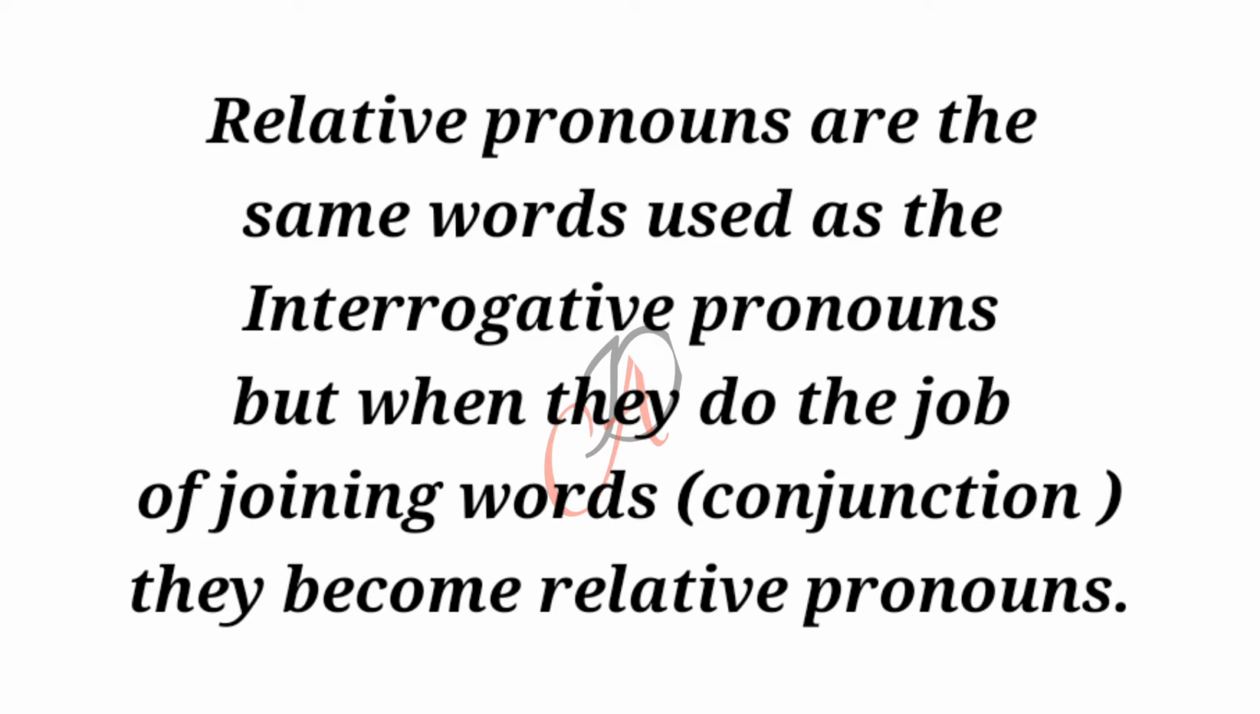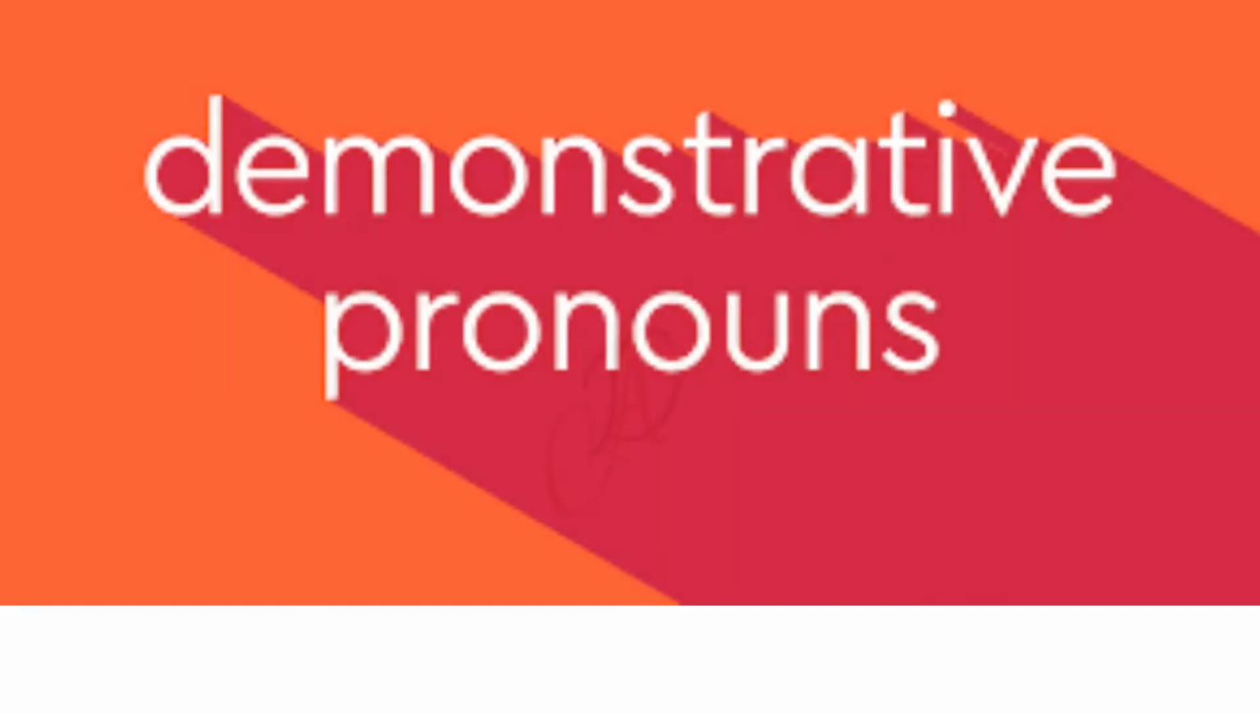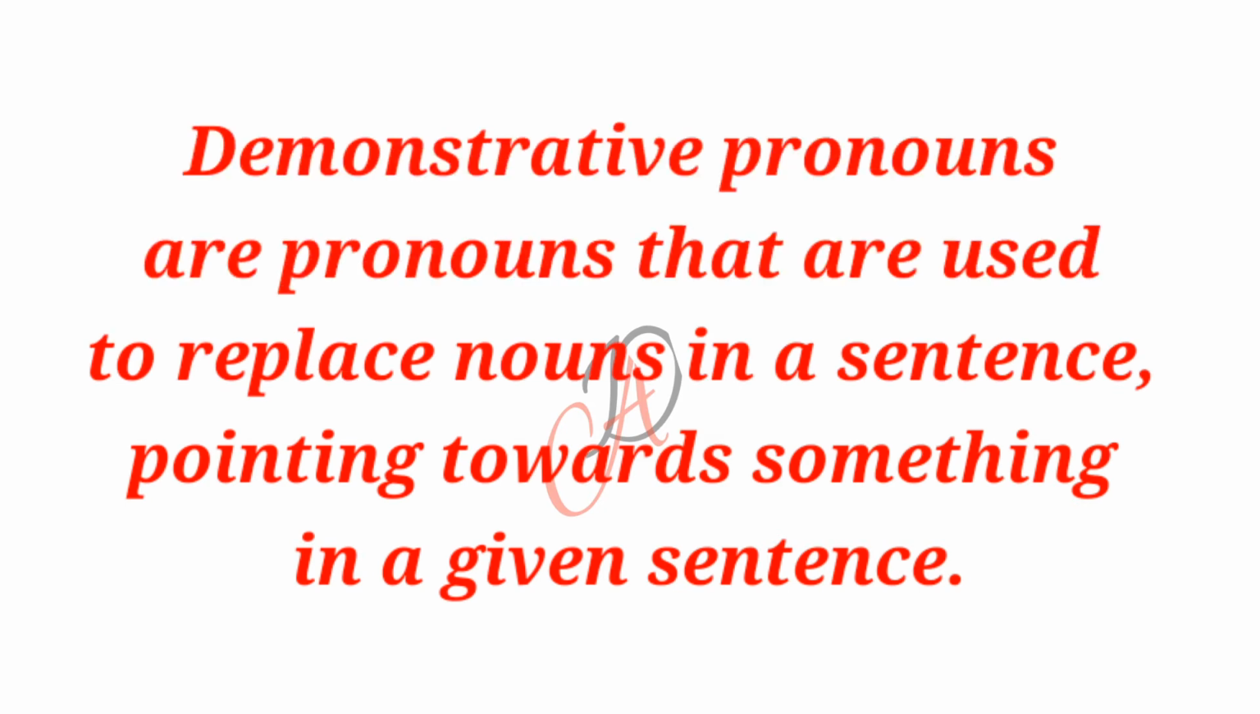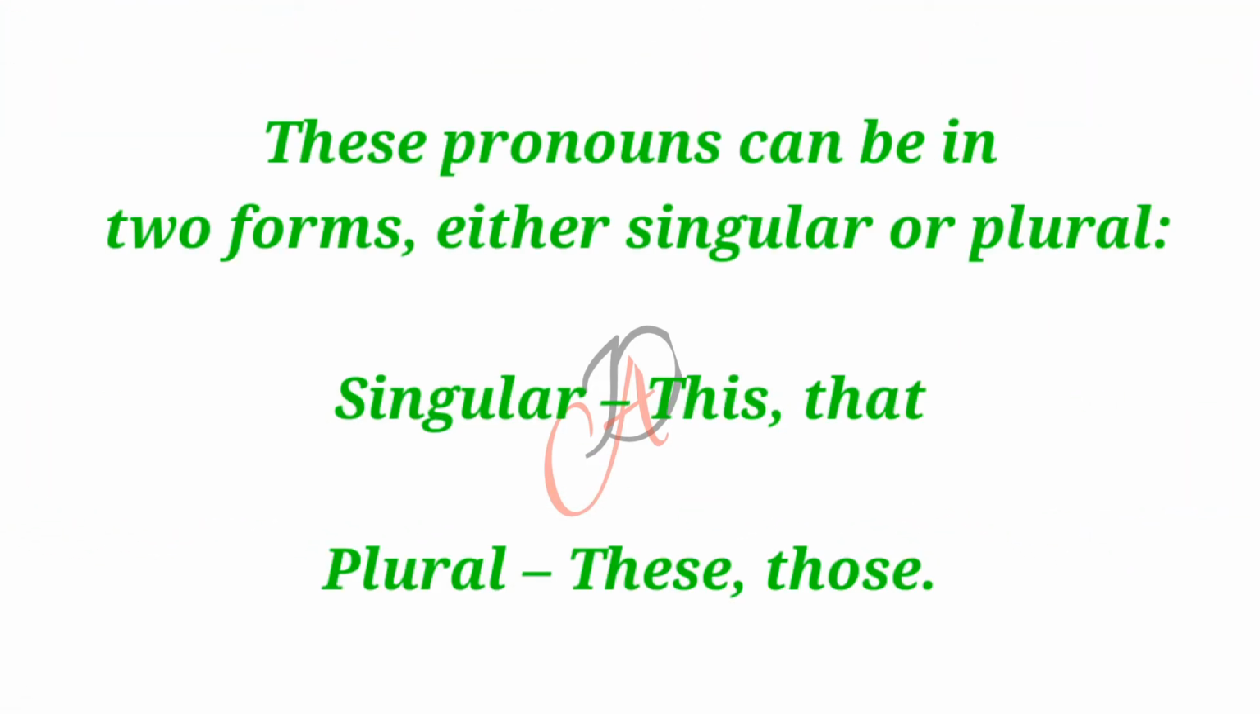Alright, let's move on to the next pronoun, demonstrative pronouns. These are the pronouns that are used to replace nouns in a sentence, pointing towards someone in a given sentence. The most used demonstrative pronouns are this, that, these, those. These pronouns can be in two forms, either singular or plural. In singular, we use this, that. In plural, we use these, those.